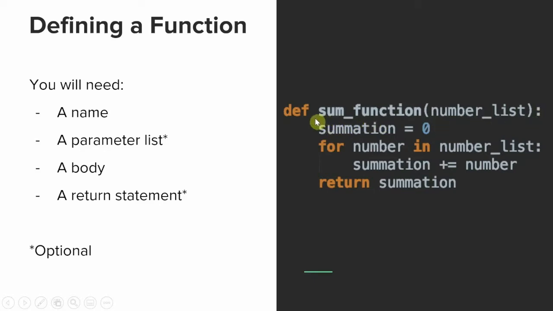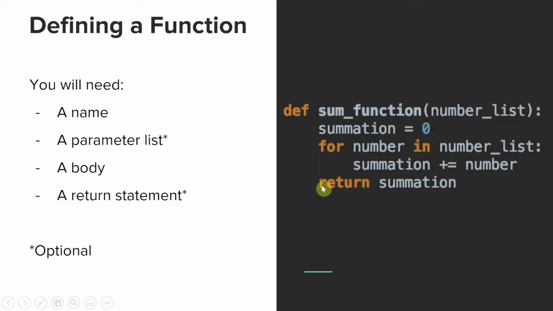and the body pretty much says what exactly the function should be doing. So in this case, the function has a variable called summation, and it runs through the number list using a for loop, and it pretty much increments summation by each of the numbers in the number list. So what this function does is it just calculates the sum of all the numbers in this parameter number list, and it returns what the value of that is.